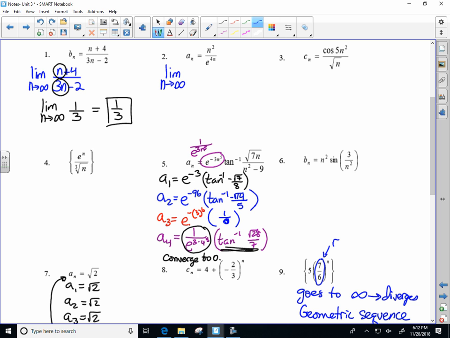Limit as n approaches infinity of n squared over e to the 4n. Now, if I did that by direct substitution, so if I plugged in infinity for n on top, what would I get? Infinity. On the bottom? Infinity also. e to the infinity would be infinity. So this would be infinity over infinity. All right, so that's good news. It's not an answer, but it tells us how to go about getting our answer.